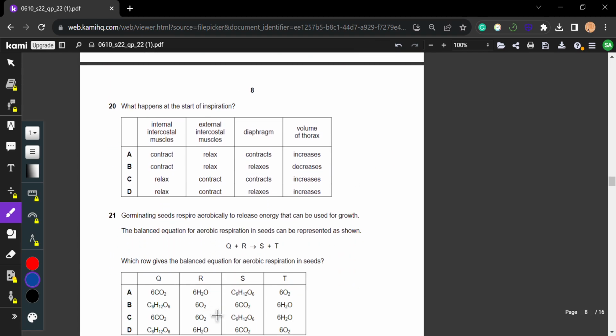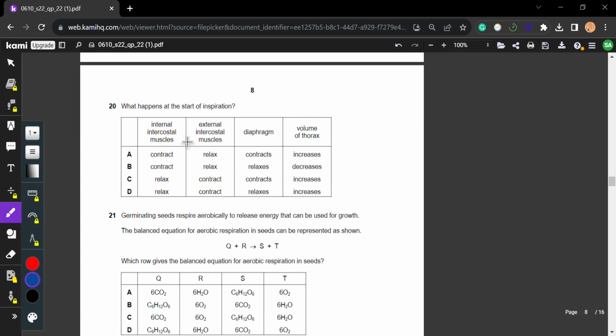Question number 20. What happens at the start of inspiration? Now you should know this. There's no real way of explaining it, right? In inspiration, external intercostal muscles contract and internal intercostal muscles relax. So it has to either be option C or D.